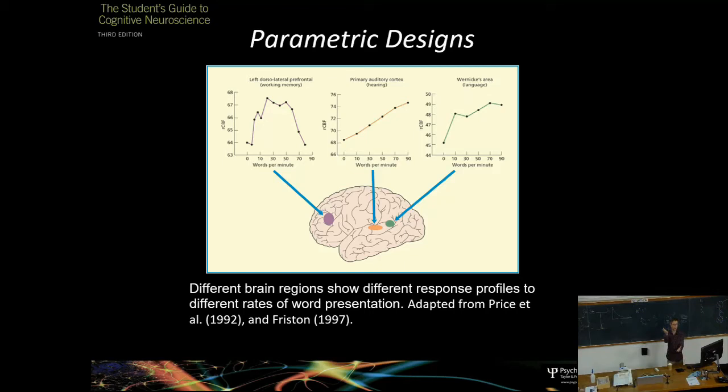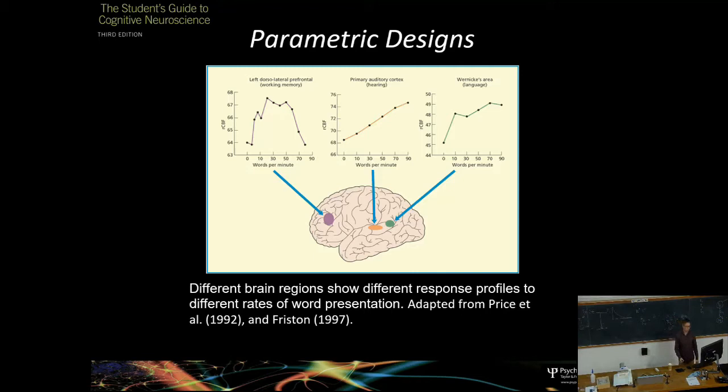This part of the brain here does the same thing, but it has a step change between silence and words. So in effect, you could say that this part of the brain is interested in the presence of language versus the absence, and less so in the amount of language. So they're showing these different response profiles.